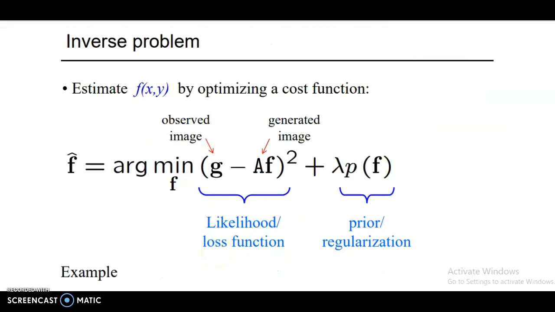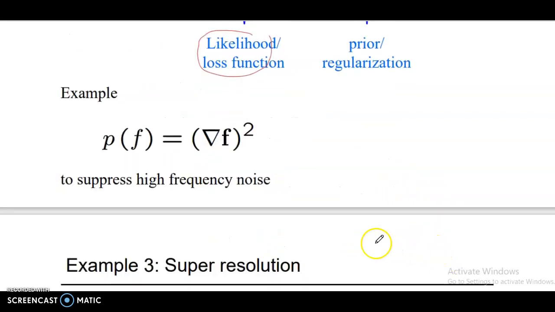Inverse problem. Estimate f of x, y by optimizing a cost function. f cap equals the argument minimum over f of the norm of g minus A f squared. This is the observed image, and this is the generated image. Likelihood loss function plus lambda p of f, the regularization. Example: p of f equals the gradient of f squared, to suppress high frequency noise.